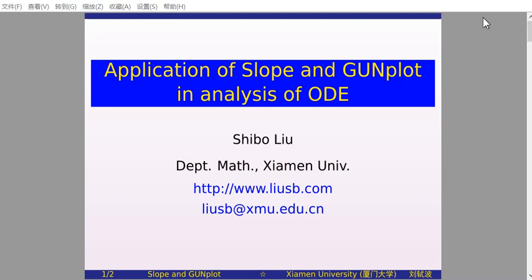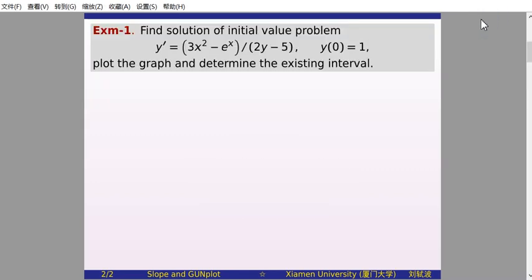In this video, I will introduce how to use Slope and gnuplot to study some problems about ordinary differential equations. We consider this example. We will find the solution of this initial value problem, and also plot the graph of the solution, and determine the interval where the solution is defined.